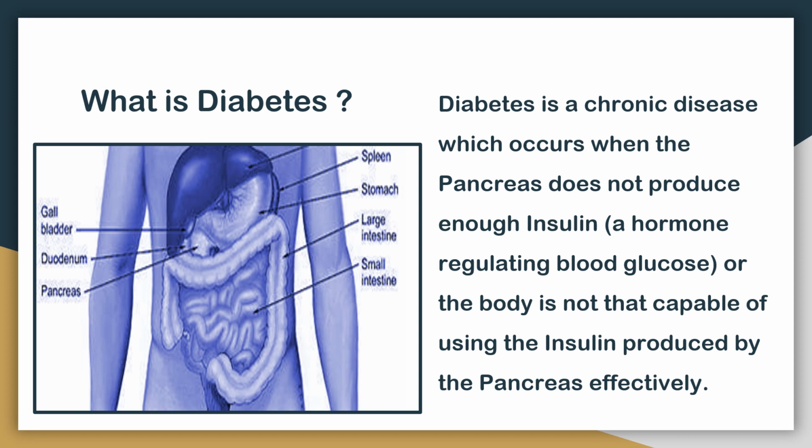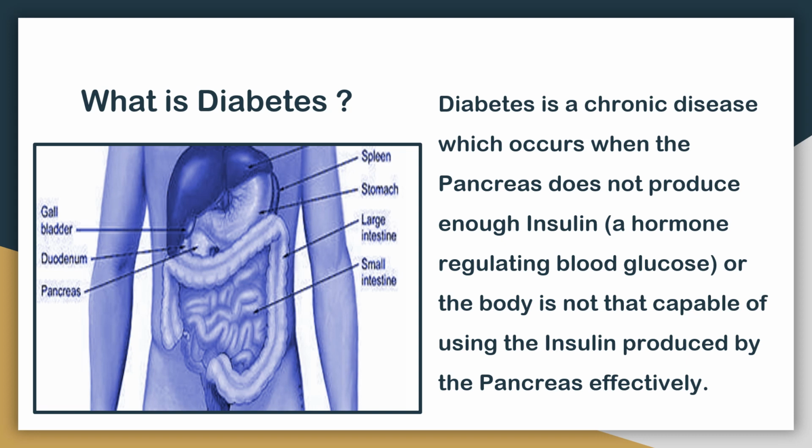It generally occurs when the pancreas does not produce enough insulin. Now, here, insulin is a hormone in our bodies that helps in regulating glucose. Glucose is basically the simplified form of carbohydrates. So, it helps in regulating carbohydrates present in the blood.